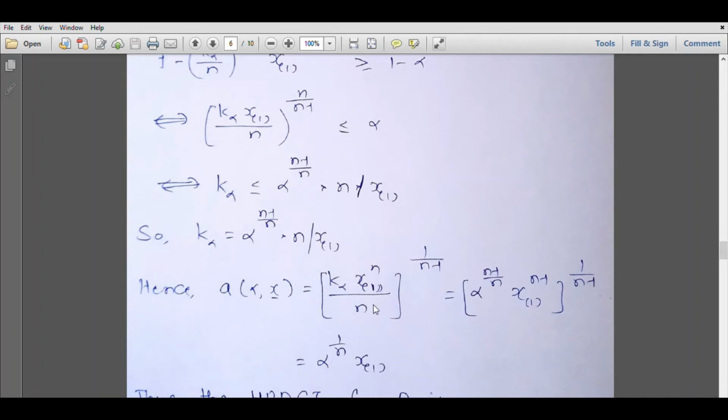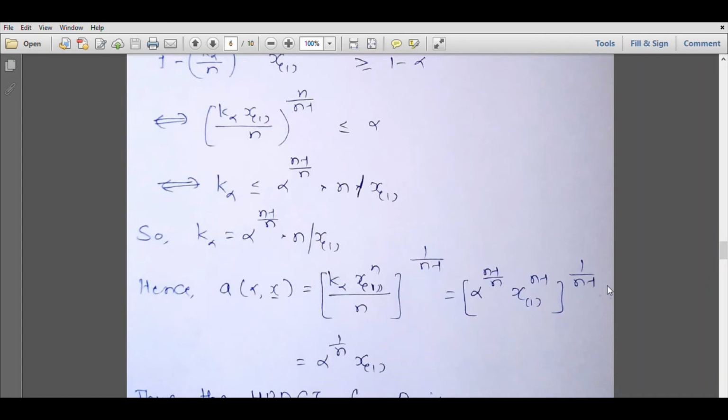Sorry, I forgot to write x ordered 1 here. In this ratio we should have upon x ordered 1. So this should be k alpha x ordered 1 raised to n upon n into x ordered 1, whole raised to 1 upon n minus 1. And so we have alpha raised to n minus 1 upon n into x ordered 1 raised to n minus 1. Oh, I'm sorry, here the equation is without the expression of k alpha. So automatically when you substitute k alpha here, you get alpha raised to (n minus 1) upon n into n. So n gets cancelled and x ordered 1 raised to n minus 1 will be there.